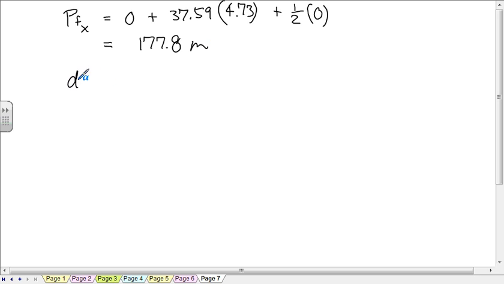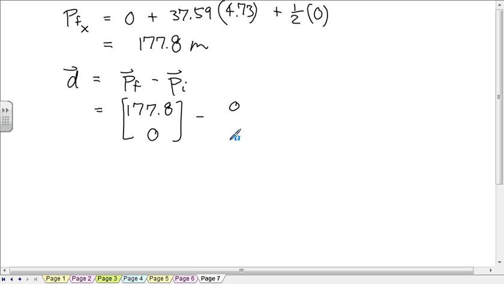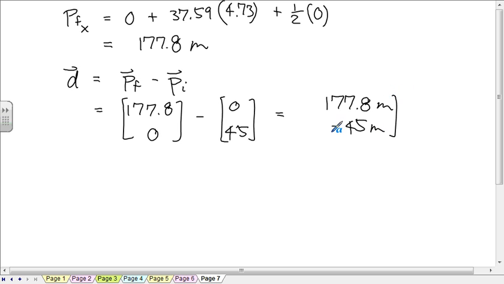We're trying to calculate the displacement vector. The displacement is PF vector minus the position initial vector. So that is 177.80 minus 0, 45. And so you get an answer of 177.8, negative 45. Any questions about that?